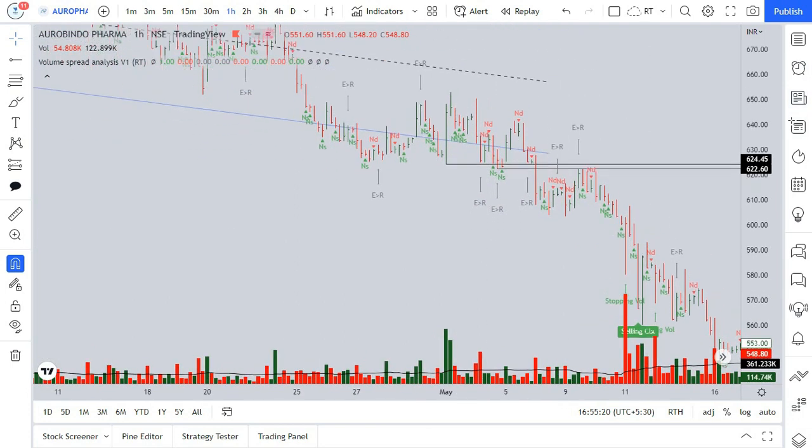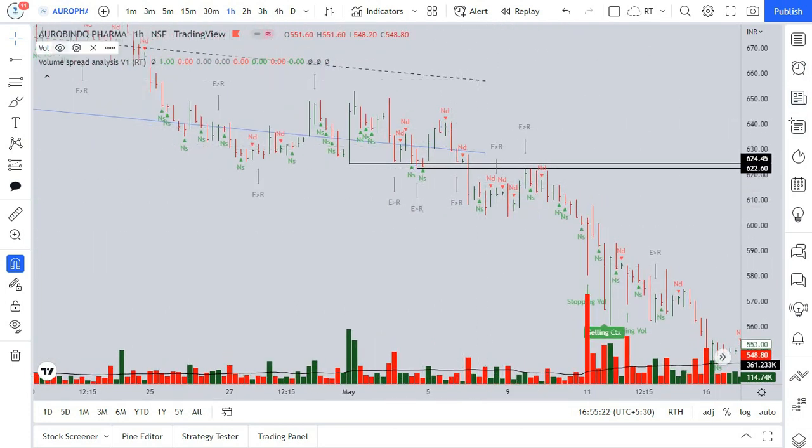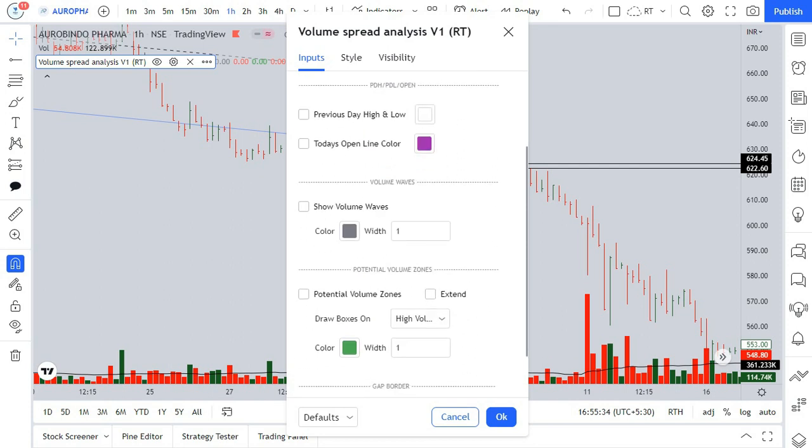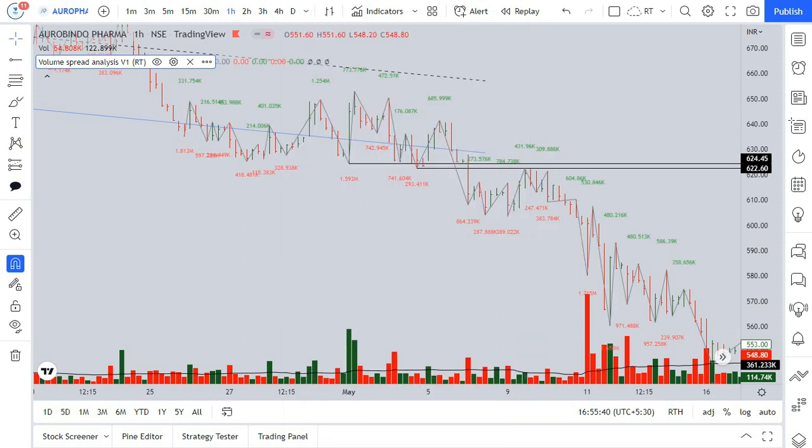Right here, you don't need all these VSA signals. VSA signal is only for, let's say, a beginner VSA trader, just to have a reference. That's it. But apart from that, you don't need that. If you're scrolling down in the settings right here, you can see this particular thing, show volume waves. This is what you will be applying right here.